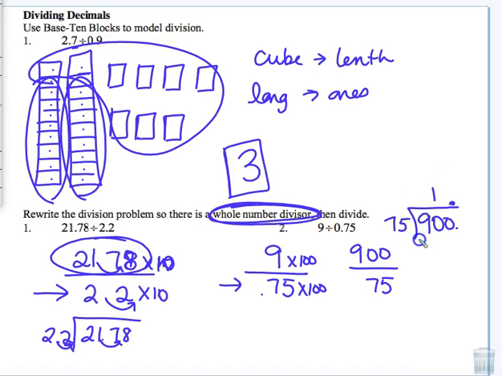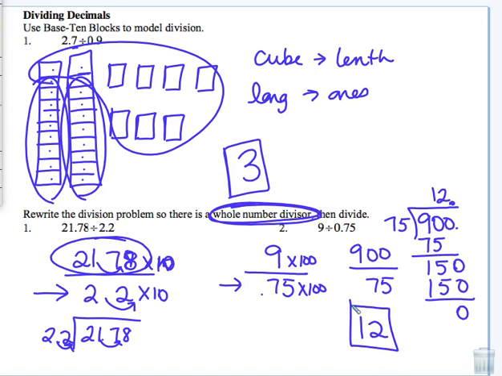75 goes into 90 one time. That's 75. When I subtract, that's 15. I bring down the 0. 75 goes into 150 twice to give me 150 exactly with no remainder. So the answer here is 12. And just keep in mind, your divisor cannot contain a decimal. It has to be a whole number.